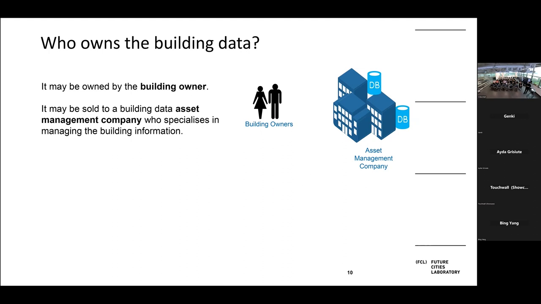So if we were to build an ecosystem around it, the stakeholders can be the building owner or the asset management company who's interested in providing such information, or it can be a hybrid. So you can have some individual building owners and also some asset management companies as part of the ecosystem where we build the data asset information collection mechanism.